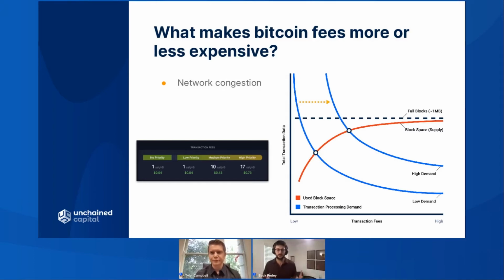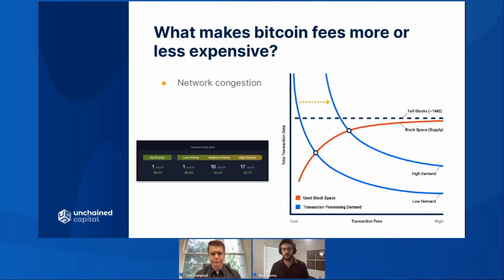You can think about, for example, if there's not a lot of trading activity, not a lot of news items hitting Twitter, you can send a transaction within 1 or 2 blocks and just have a 1 sat per byte fee rate, and it'll probably get in within 10 to 20 minutes.